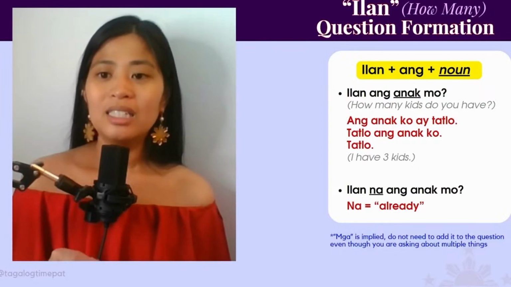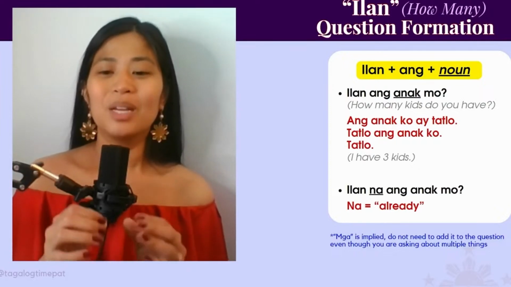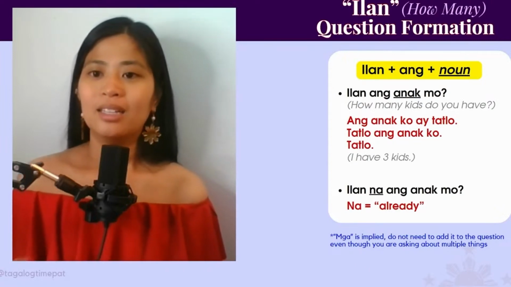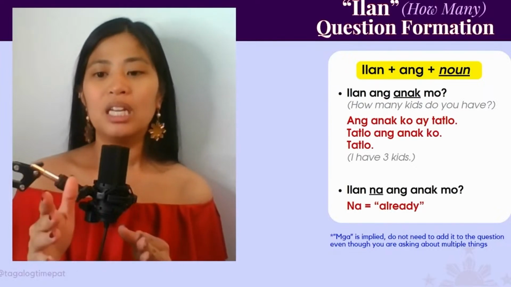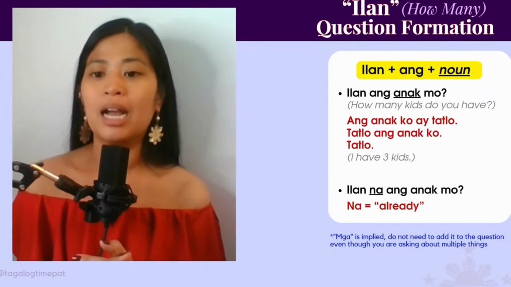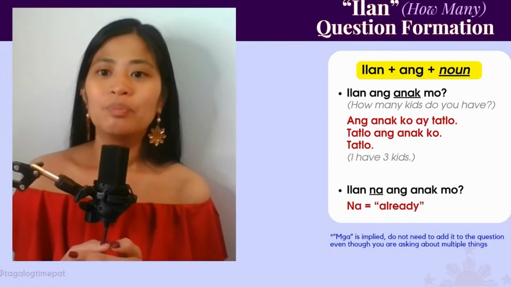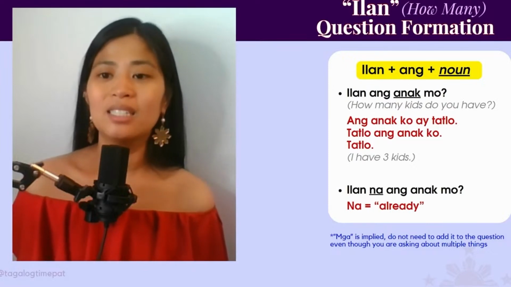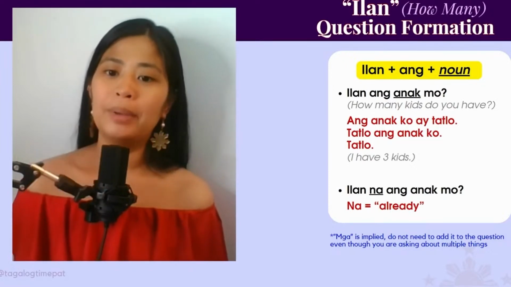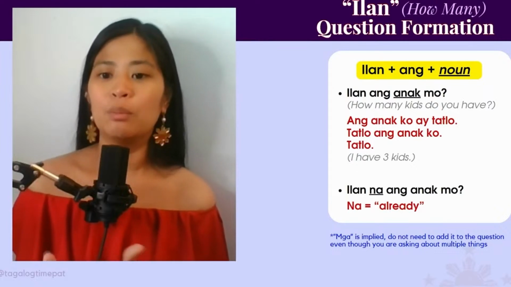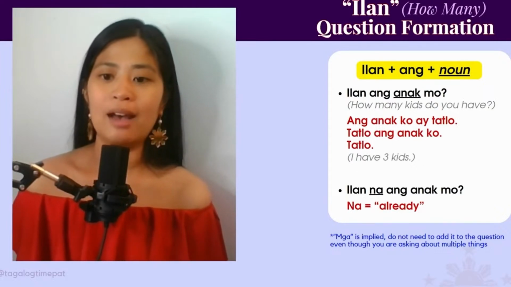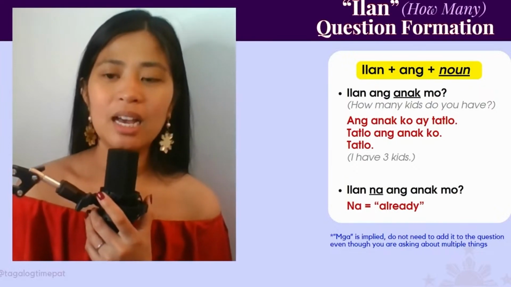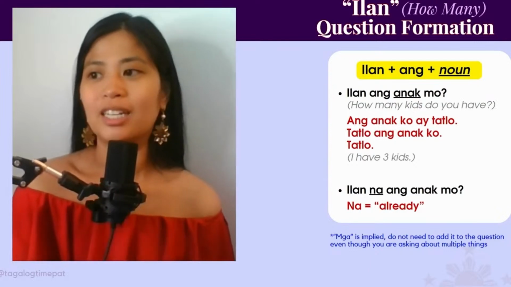And then technically, when you want to make something plural, you have to add the word mga. So mga anak, kids. But in the question form, you don't have to add mga because it's already implied. So you don't say, ilan ang mga anak mo? You can, it's not wrong, but people drop it and it's just, ilan ang anak mo? How many kids do you have? But it's not incorrect if you wanted to add mga, ilan ang mga anak mo? It's just kind of redundant.